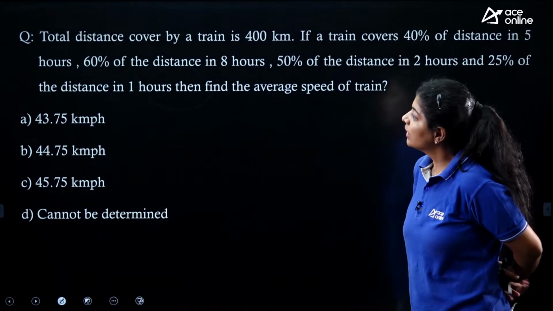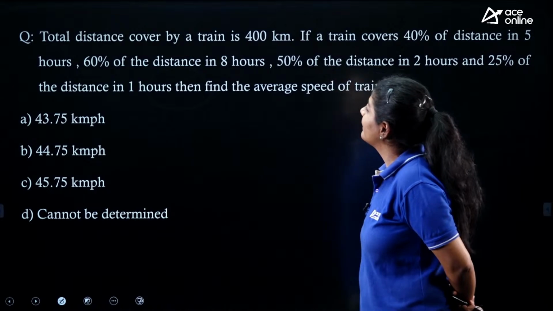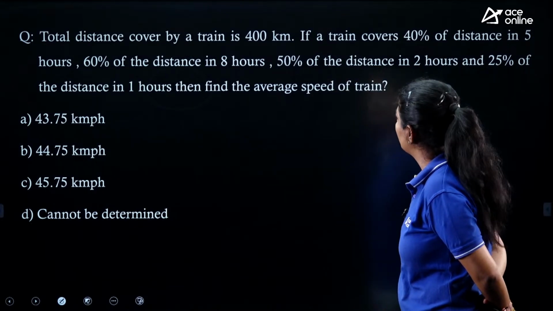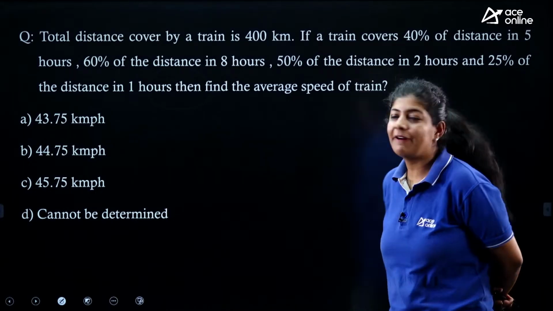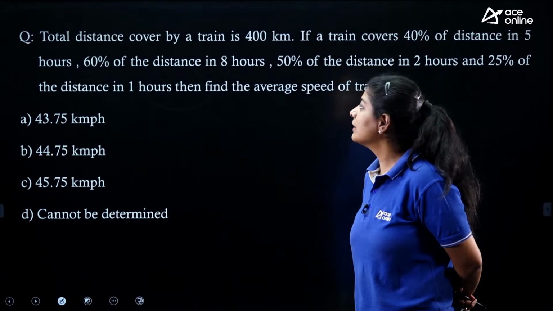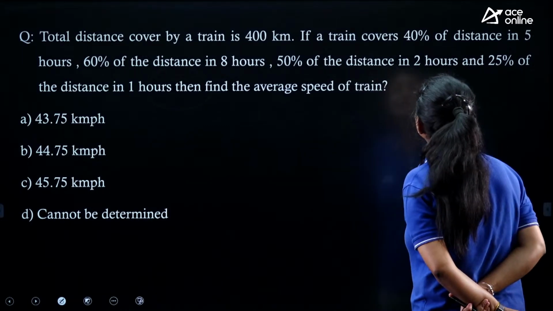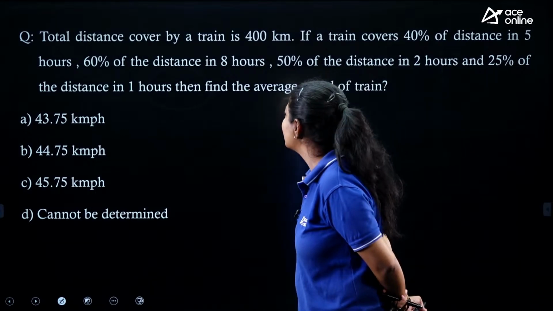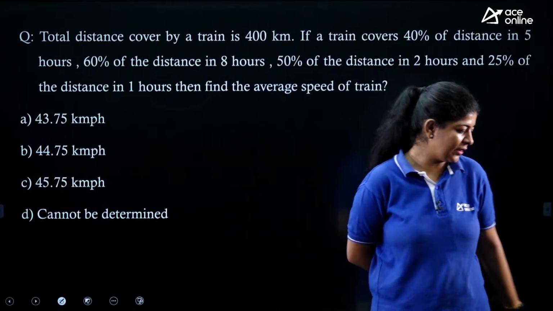Next. The next question says that the total distance covered by a train is 400 km. If the train covers 40% of the distance in 5 hours, 60% of the distance in 8 hours, 50% of the distance in 2 hours and 25% of the distance in 1 hour, then find the average speed of the train. So what value we are getting over here?